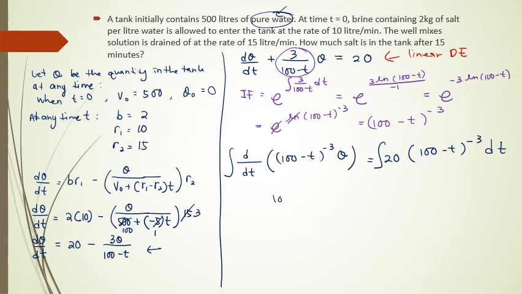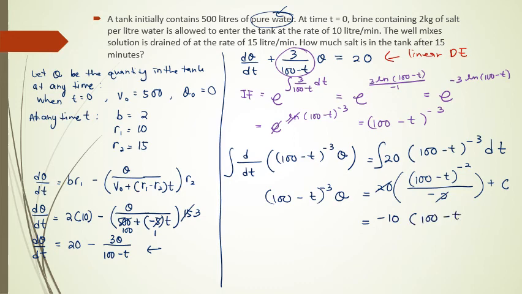We get 100 minus T to the power of negative 3 times Q equal to, okay, on this side what do we do? 20 stays outside. Integrate 100 minus T to the power of negative 3, leave it on top. So integrating 100 minus T to the power of negative 3 gives 100 minus T to the power of negative 2 over negative 2, plus C. Is that right? Yes. So here it becomes negative 10 times 100 minus T to the power of negative 2 plus C.